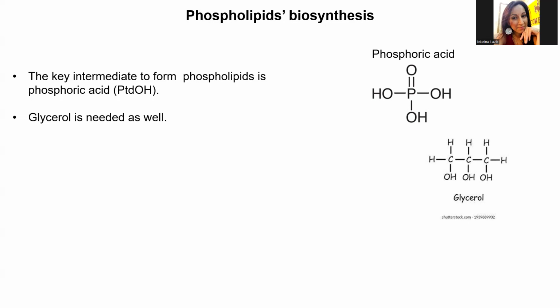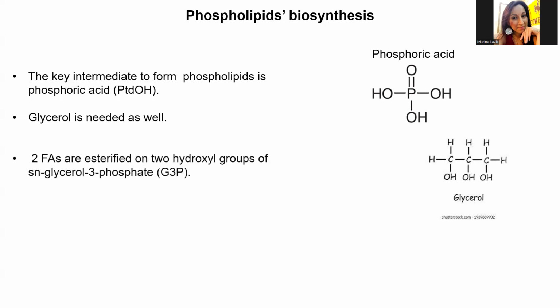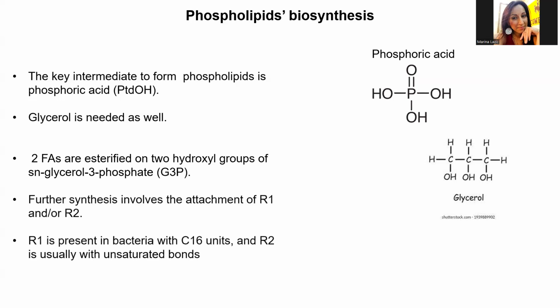And of course, you need a fatty acid, and they will be esterified to the first two hydroxyl groups of this glycerol, which has three, and the third one will be the phosphate group, so in bacteria it will be glycerol 3-phosphate. Further synthesis involves the attachment of R1 and R2. Sorry, they're not hydrophilic, they're hydrophobic compounds. We are still talking about fatty acids. Fatty acids can have 16 or 18 carbons, depending on the type of bacteria.